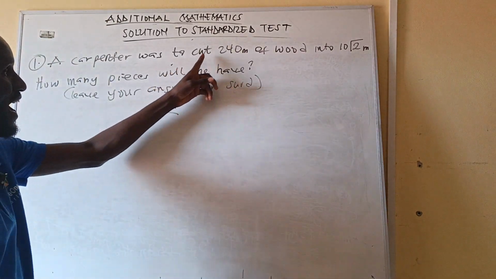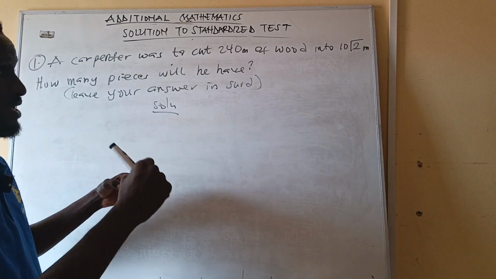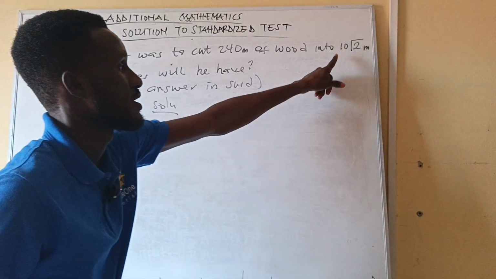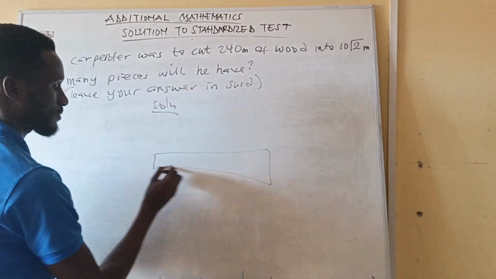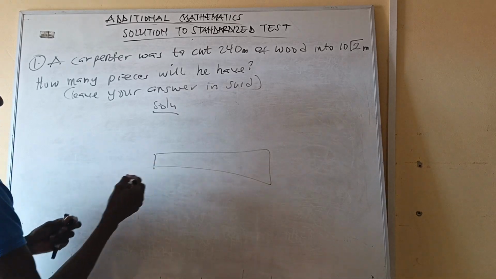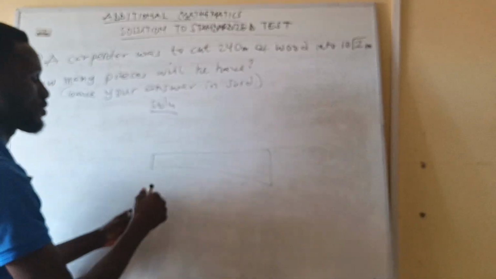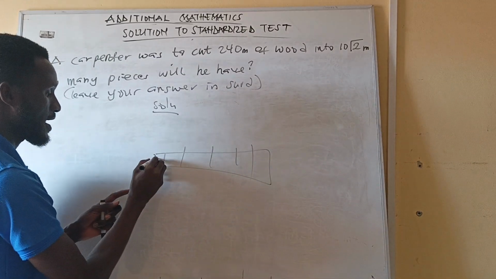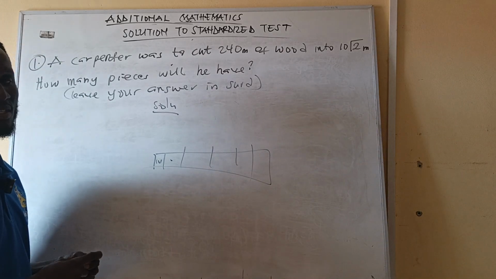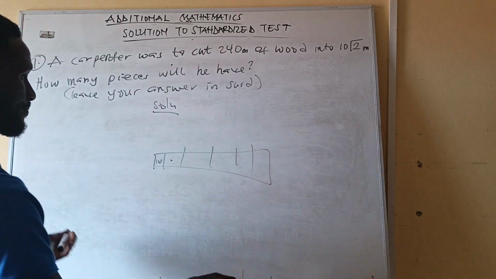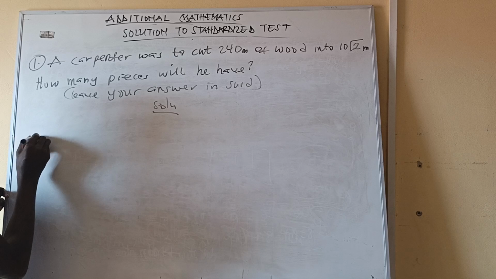A carpenter was to cut 240 meters of wood. So we have a wood which is 240 meters, and we are supposed to cut it into pieces of 10 root 2 meters. Meaning we have to divide this into 10 root 2, 10 root 2, 10 root 2. How many pieces are we going to get? This one is a direct division. It's not difficult.